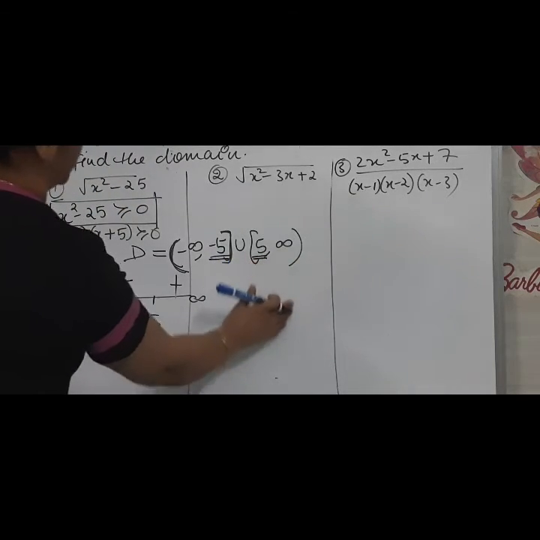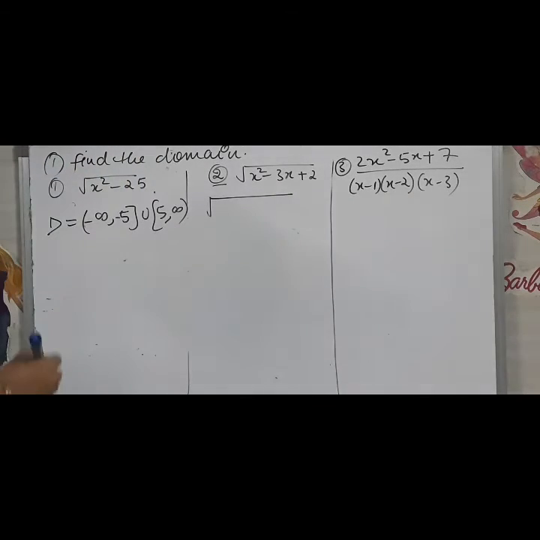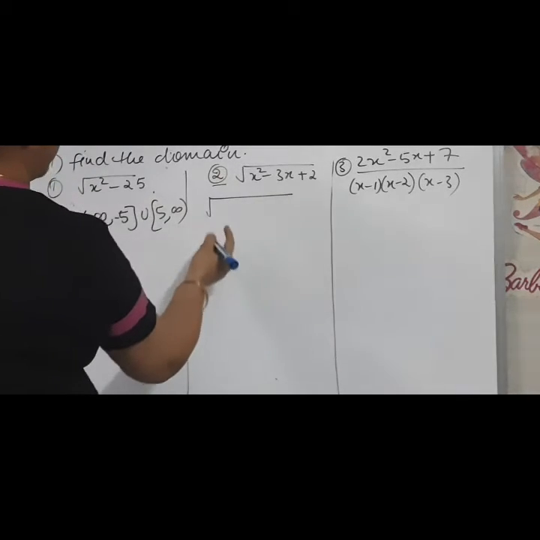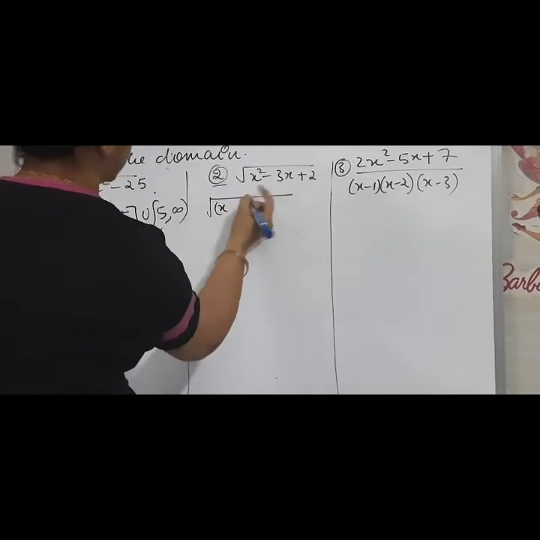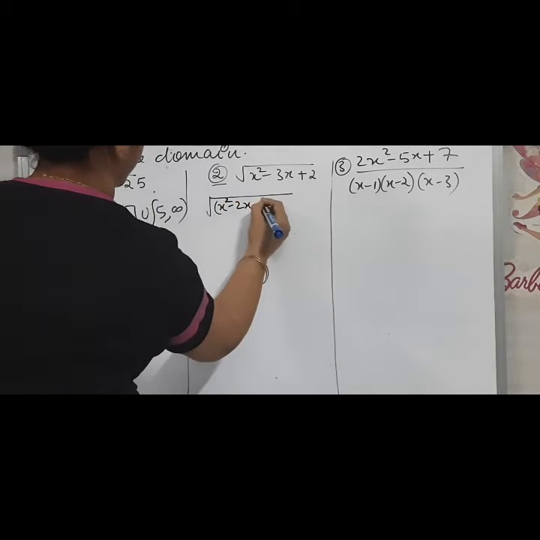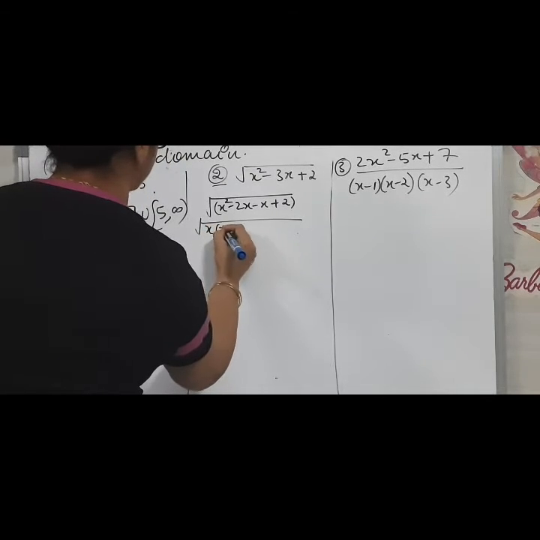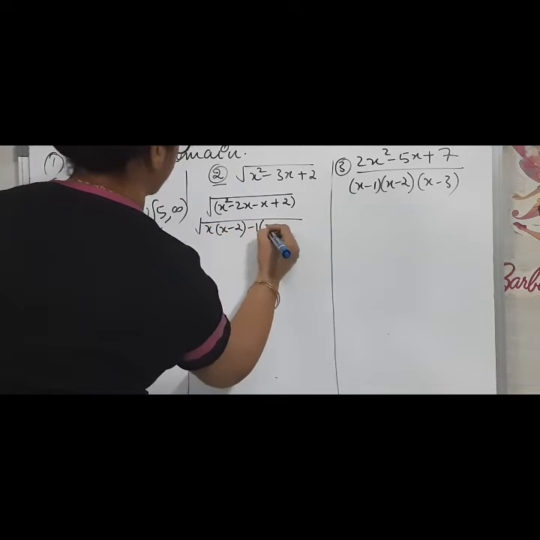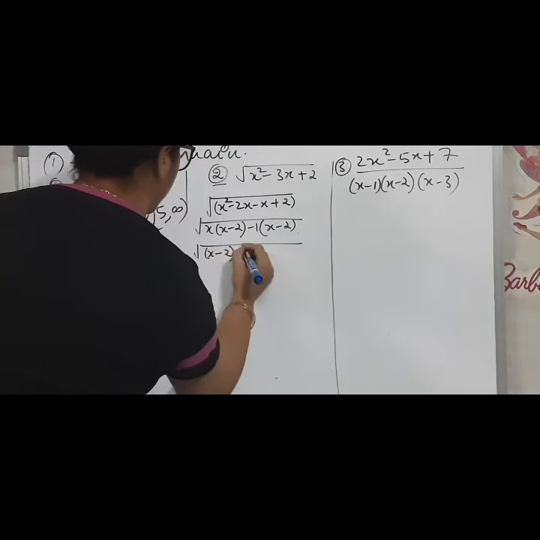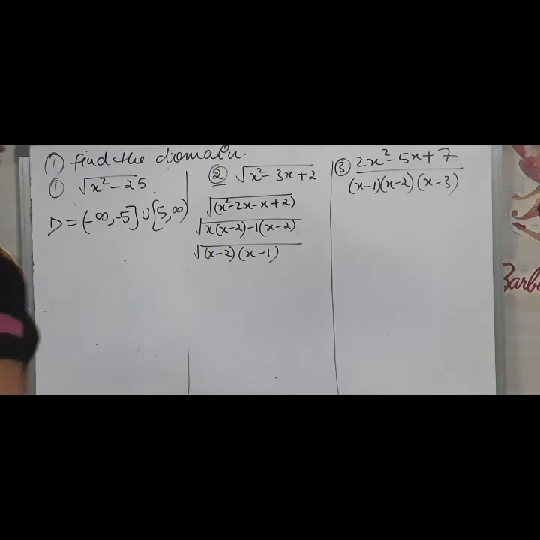This is your domain. Second part: first of all, we need to factorize if it is a quadratic equation. So we can check whether we can factorize or not. x square minus 3x plus 2. x square minus 2x minus x plus 2, I took it. Now it becomes x common, x minus 2, minus 1 common, x minus 2. Now this becomes x minus 2 into x minus 1. The first question is like the second question.